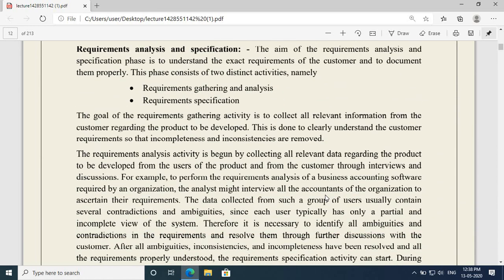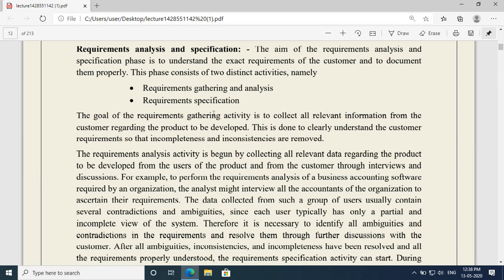The next phase is requirement analysis and specification. Requirement analysis and specification is divided into two categories. First is known as requirement gathering and second one is known as requirement specification. What is requirement gathering? Whenever we develop the software, first we gather all the requirements.